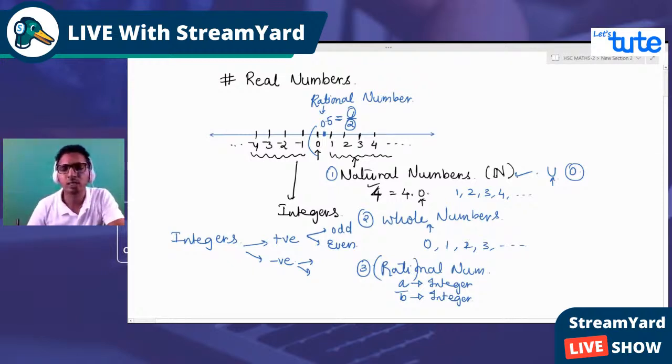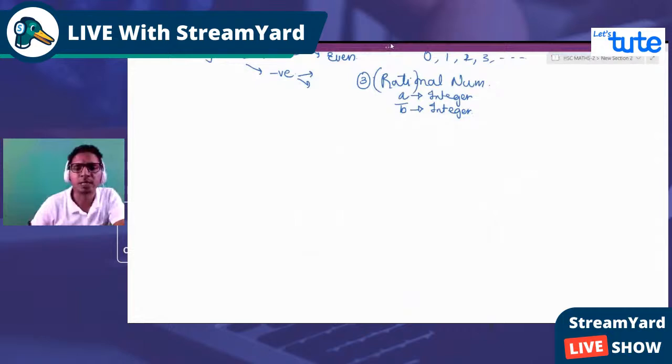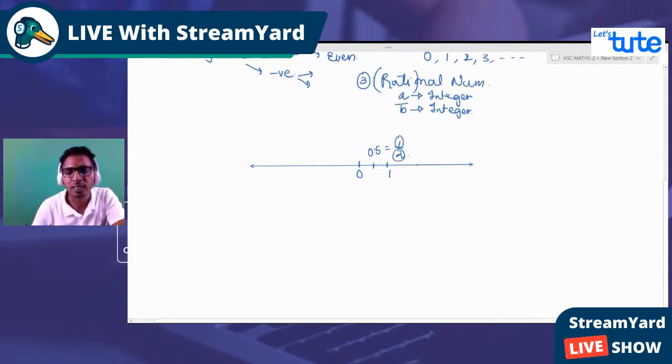Okay, so let's go down a bit. It's becoming interesting. Let me draw the number line again. Fine, so I was talking about rational numbers. I took a number between 0 and 1, that is 0.5, and I told you that 0.5 can also be written as 1 by 2, where 1 is an integer and 2 is an integer. Therefore, it is a ratio of two integers, and it is called a rational number.